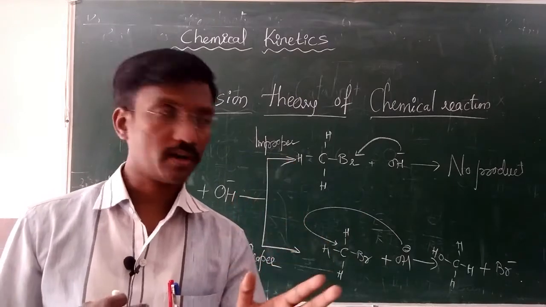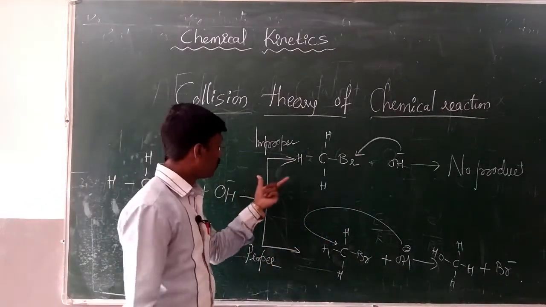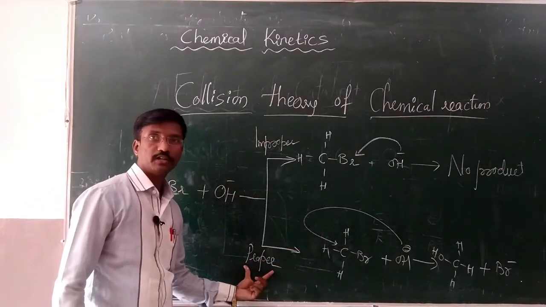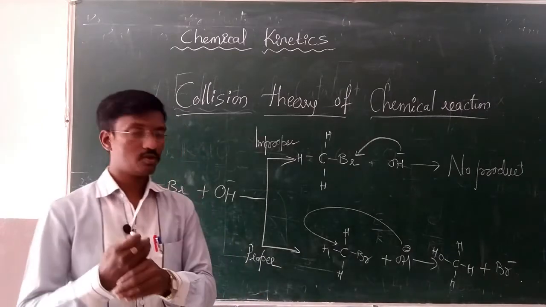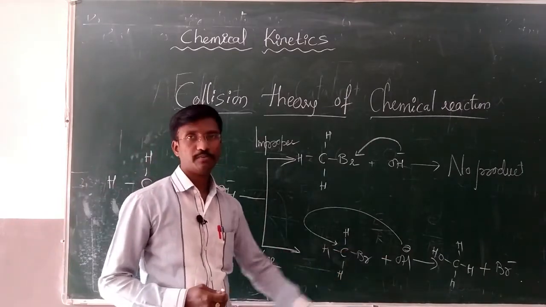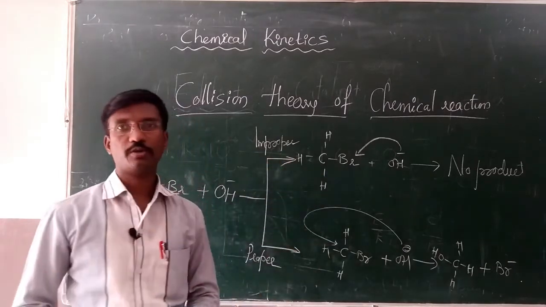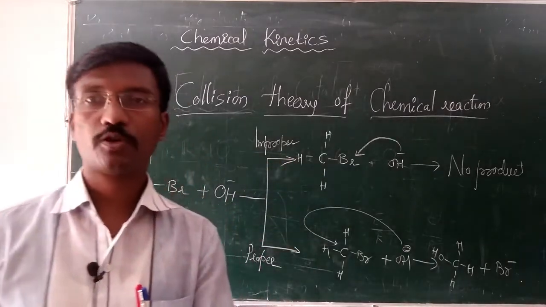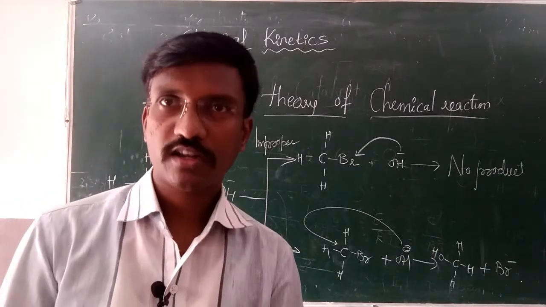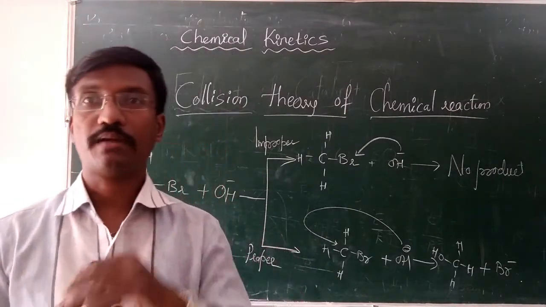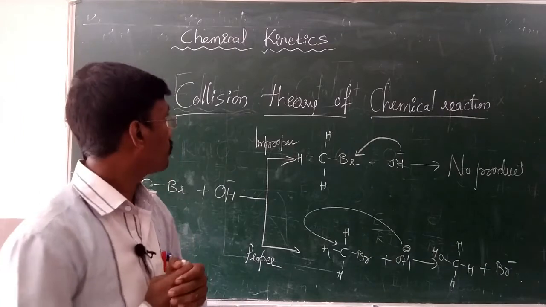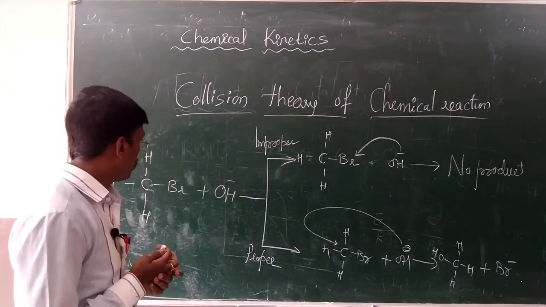To get the product, the reactants should undergo proper, effective collision so that a stable product is obtained. If improper collision occurs, there is no formation of product. Even if it forms a product, it is unstable, and we do not get the product permanently. So I hope this is clear for you.